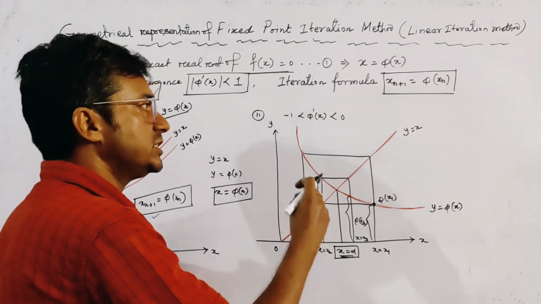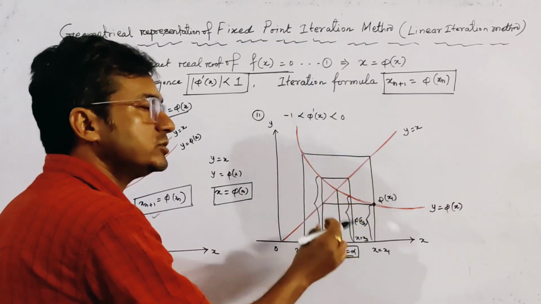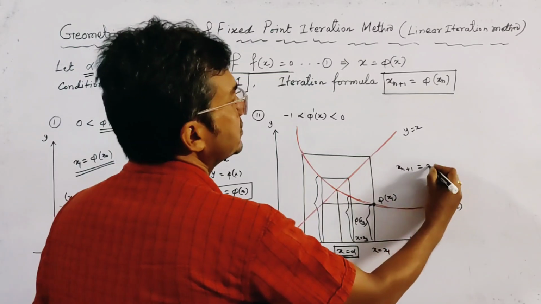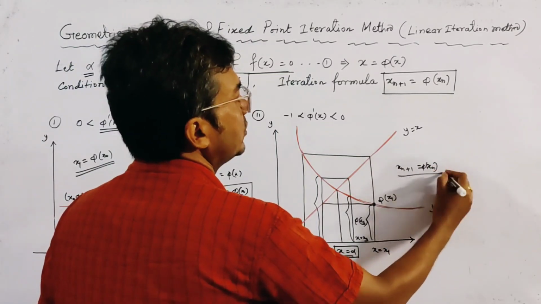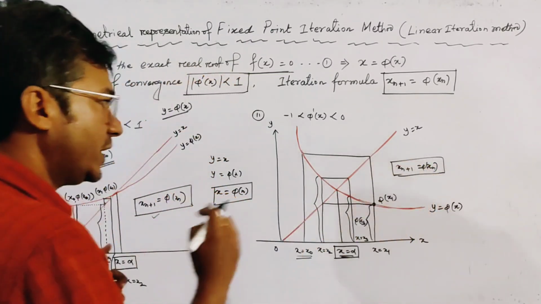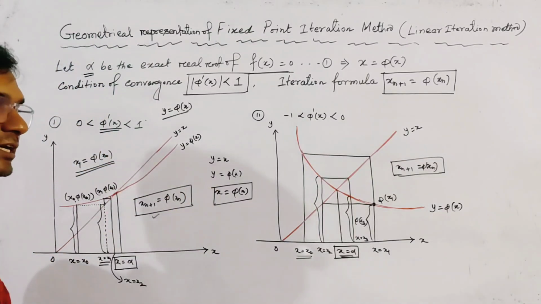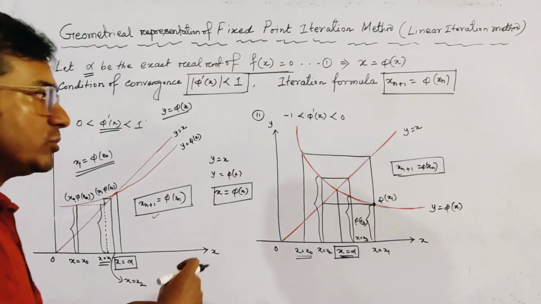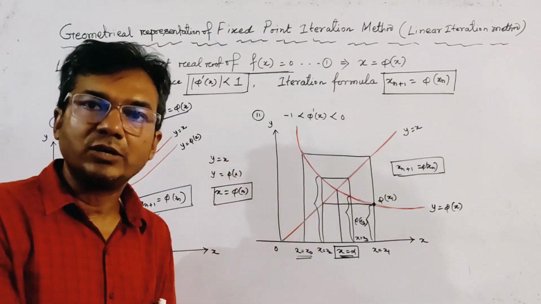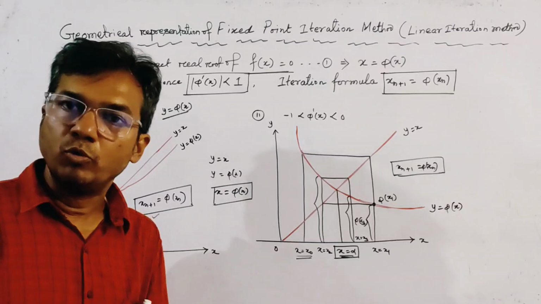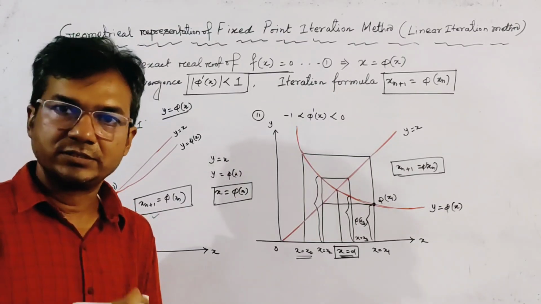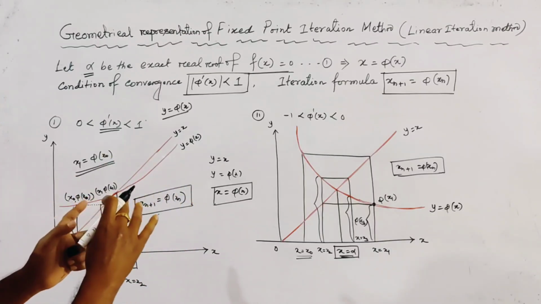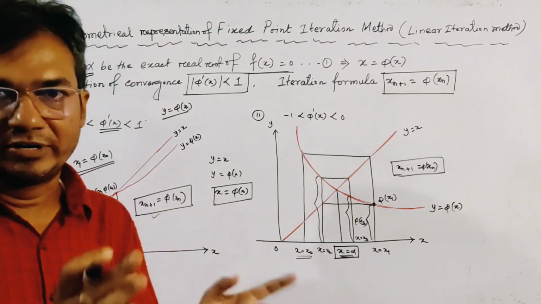So by taking successive approximations, we get a closer value of alpha by the formula xn plus 1 equal to phi of xn. Okay, and clearly from these two figures we see that geometrically these two processes are convergent, because the successive approximation comes closer to the exact root when we take more approximations of x. Right? Now we discuss the other two cases in which the method is divergent.